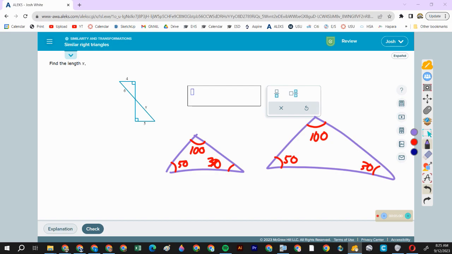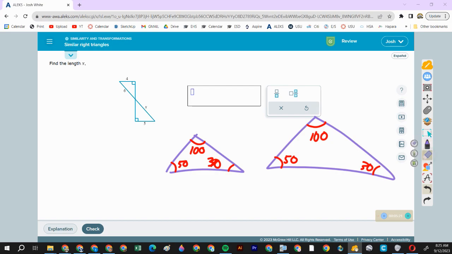So to determine if two triangles are similar, we need all three sides to be proportional. If we want to decide that a triangle is similar using the angles, all we need is two congruent angles, two sets of congruent angles, and that guarantees that they're similar.